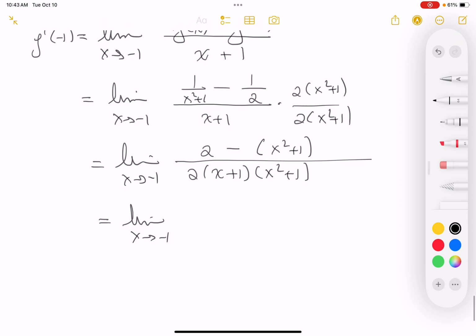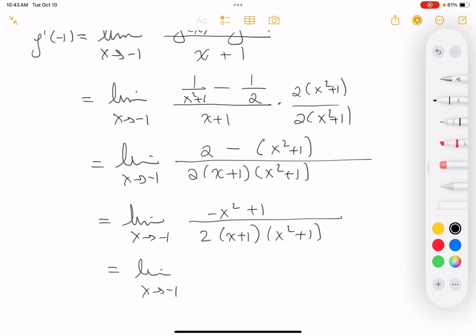Let's keep moving. And again, things are going to work out. What do you get here? Well, let's take a look at that. You get minus x squared, let's see, plus 1. What do you get in the bottom? 2, x plus 1, x squared plus 1. And the top, really, it's just 1 minus x squared, which is going to be 1 plus x, 1 minus x. That's all the top is. What do you get in the bottom? 2, x plus 1, x squared plus 1.